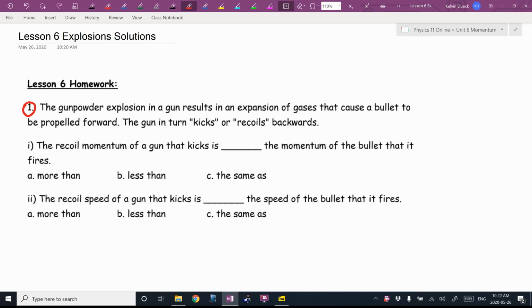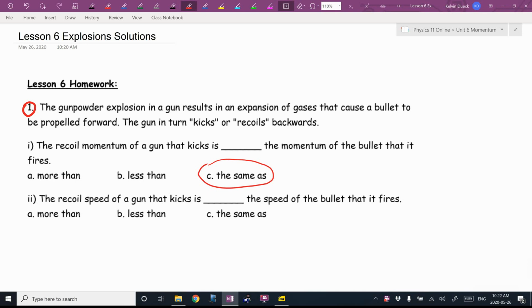So here are the solutions to Lesson 6, Explosions. The gunpowder explosion in a gun results in an expansion of gases that cause a bullet to be propelled forward. The gun, in turn, kicks or recoils backwards. The recoil momentum of a gun that kicks has to be the same as the bullet's, because momentum is conserved. Whatever momentum the bullet gained going forwards, the gun will gain, but going backwards, so we'll call it negative.